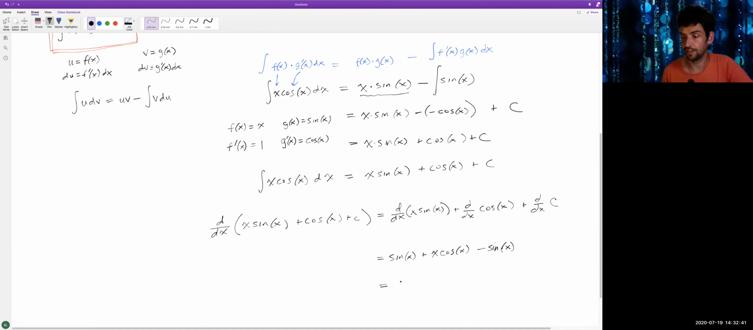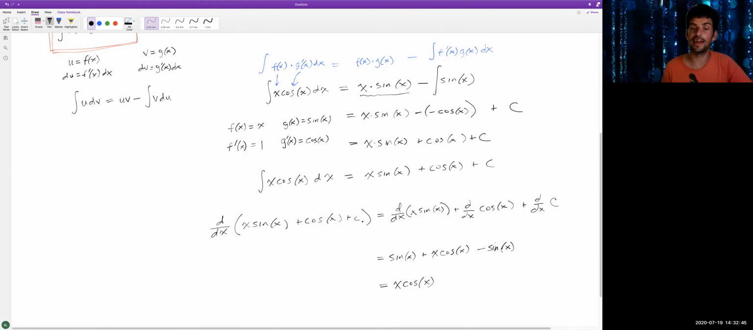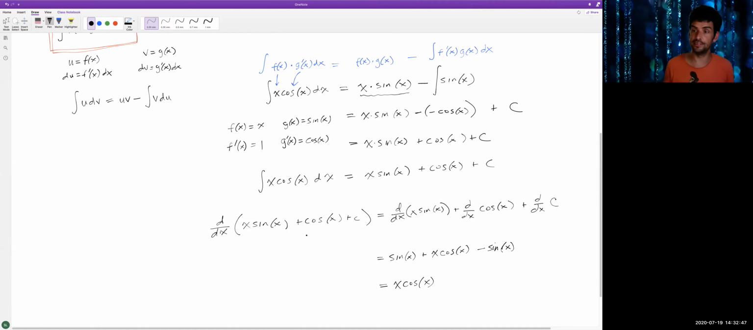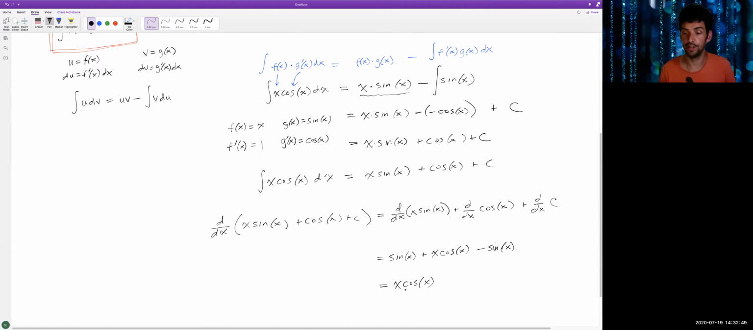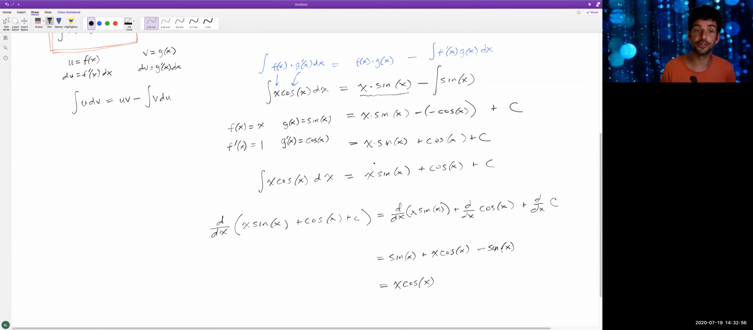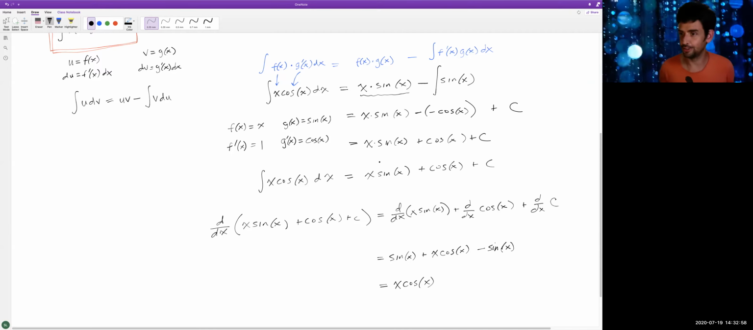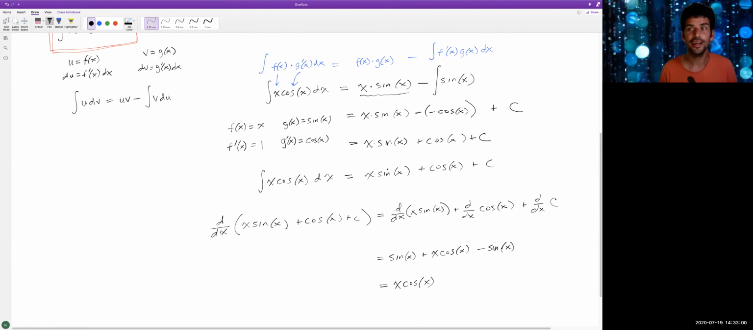Notice we have a sine of x and a negative sine of x. So what we're left with is exactly what we began with. This is indeed the antiderivative of x cosine of x. Okay, that's it. That is integration by parts. Saying that's it is a little disingenuous. They can get more complicated. That's it for this one.